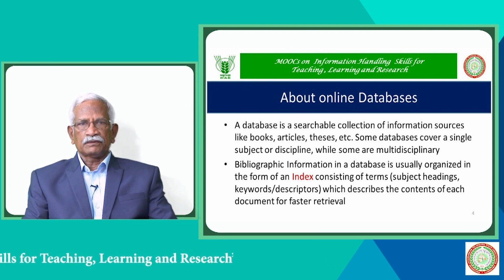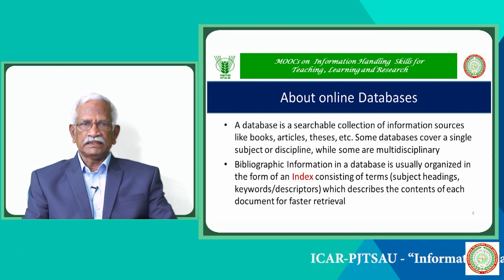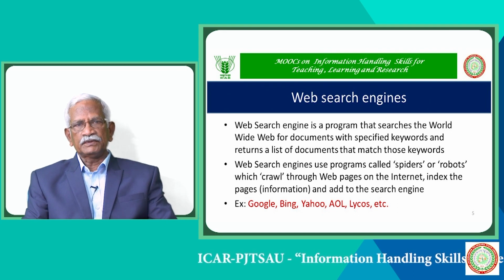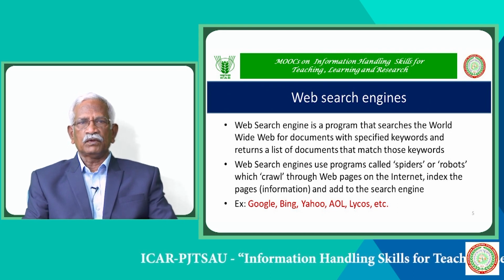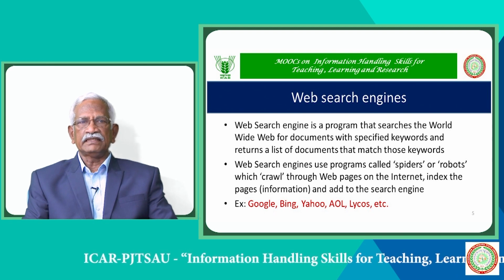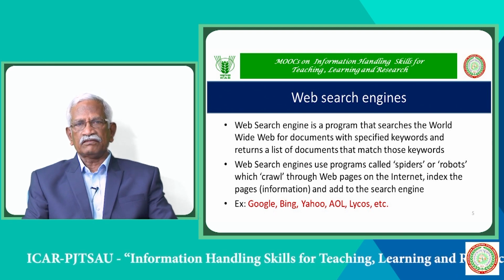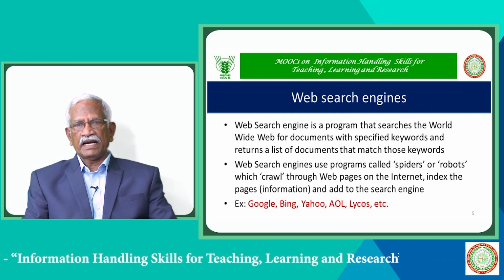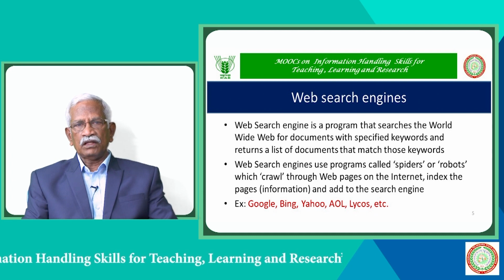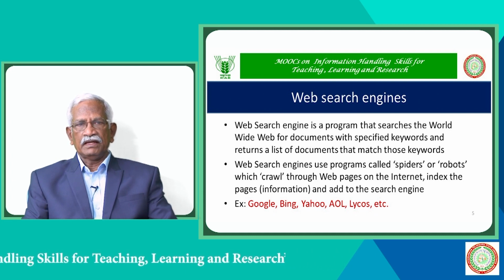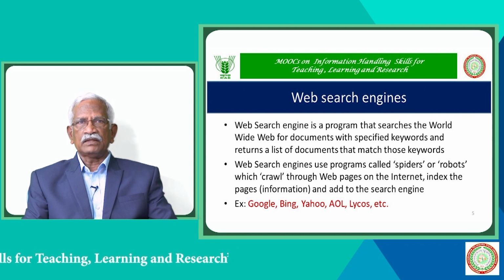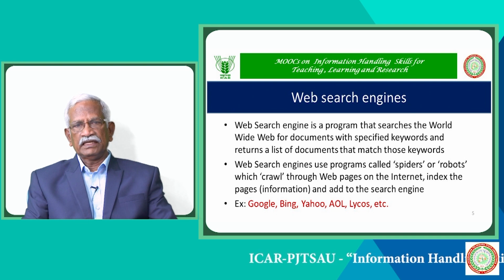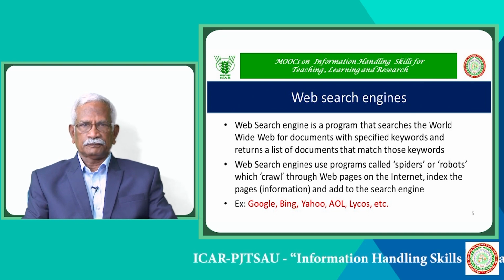When we apply a search to a database, we use search engines. So, web search is different from a database search. A web search engine is a program that searches the World Wide Web for documents with specified keywords and returns a list of documents that match those keywords. Web search engines use programs called spiders or robots, which crawl through the web pages on the internet, index the pages and then add them to the search engine. Examples are Google, Bing, Yahoo, AOL, Lycos, etc.